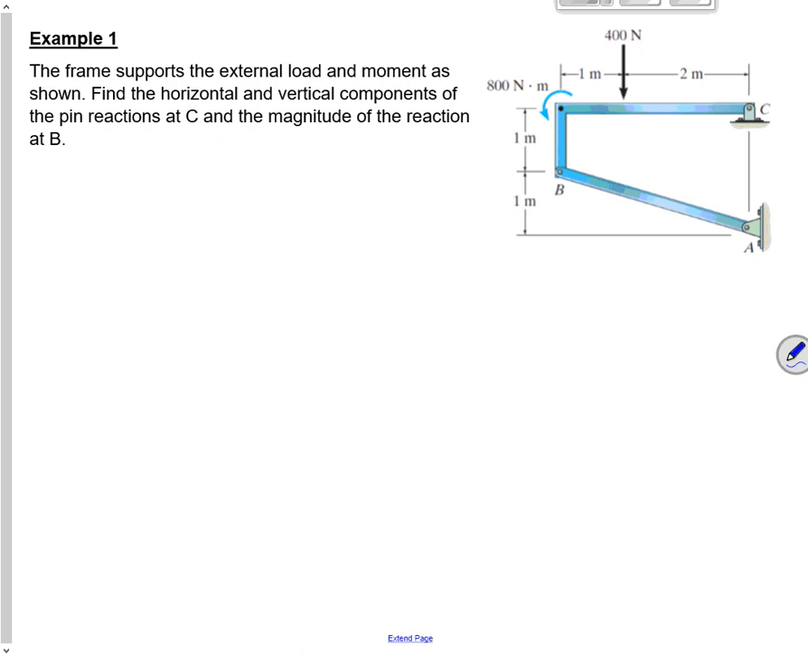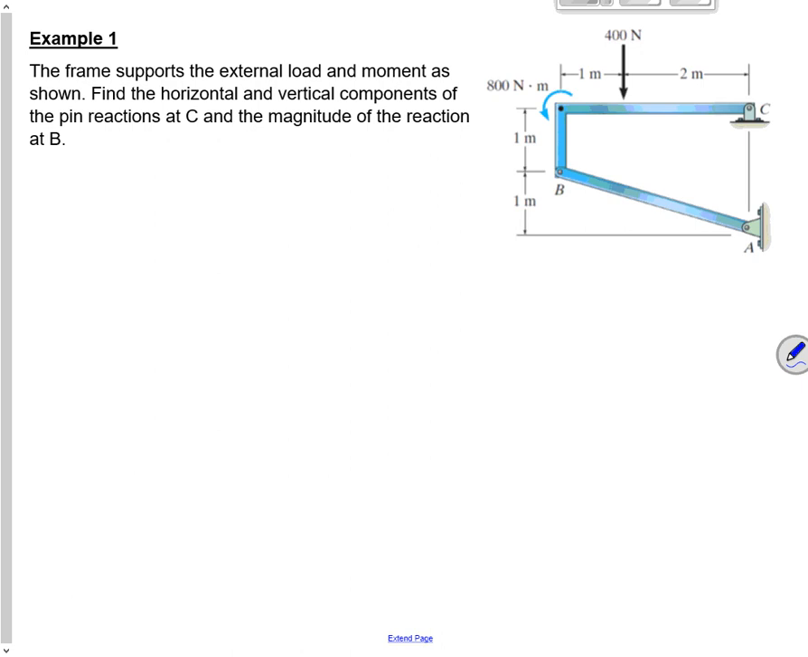Here's a frame. The frame supports an external load and moment. Notice that it's got a moment applied to it. Find the horizontal and vertical components of the pin reactions at C and the magnitude of the reaction at B.